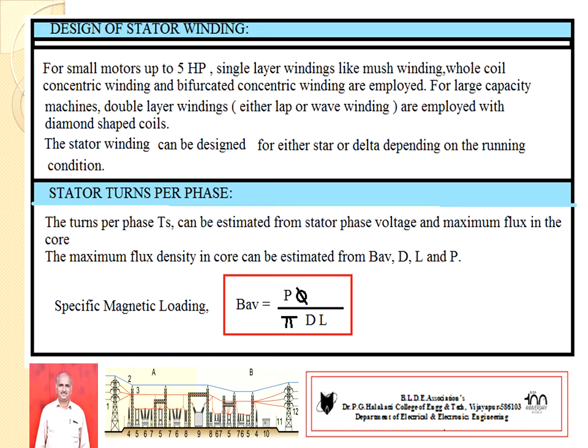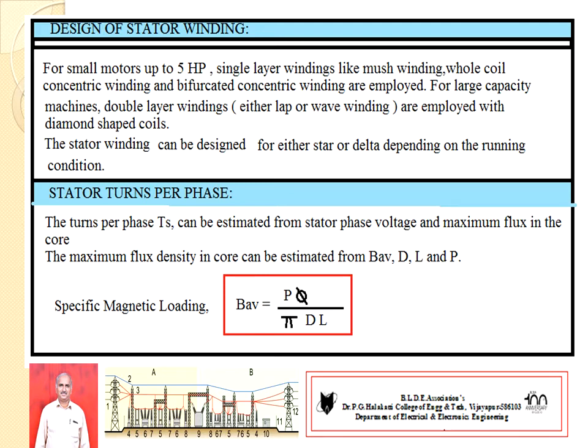In this stator winding, we are using single layer winding. This winding can be used for low rating motors up to 5 HP. If the rating of the motor is increased, then we have to go for double layer winding. So how do we design the stator turns per phase?